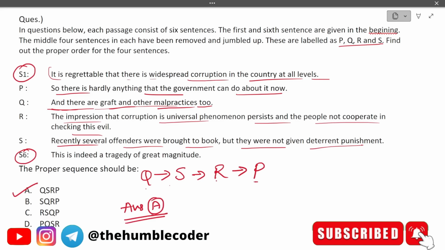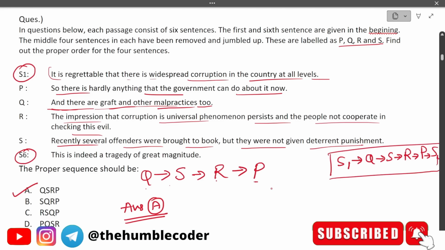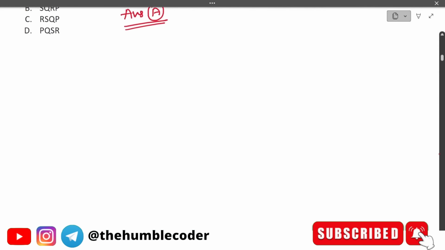Okay, so if you rearrange the sentences, the sequence will be sentence number 1 first, then Q, then S, then R, and then P, and then sentence number 4. This will make our correct meaningful paragraph. Okay, hope you understood it. Let's move on now to the next question.